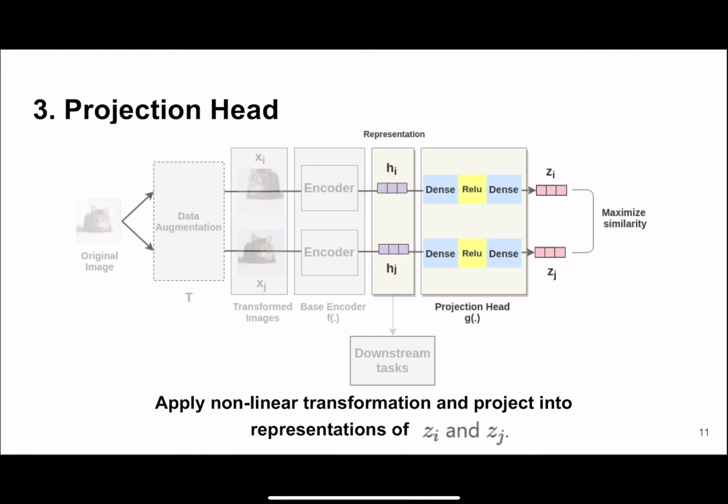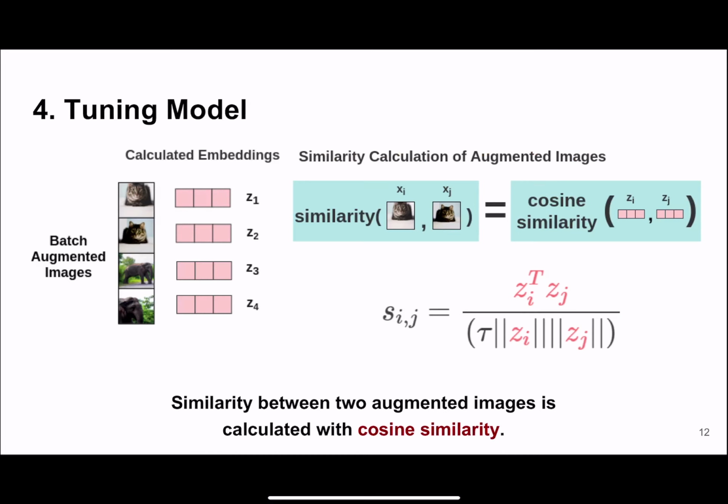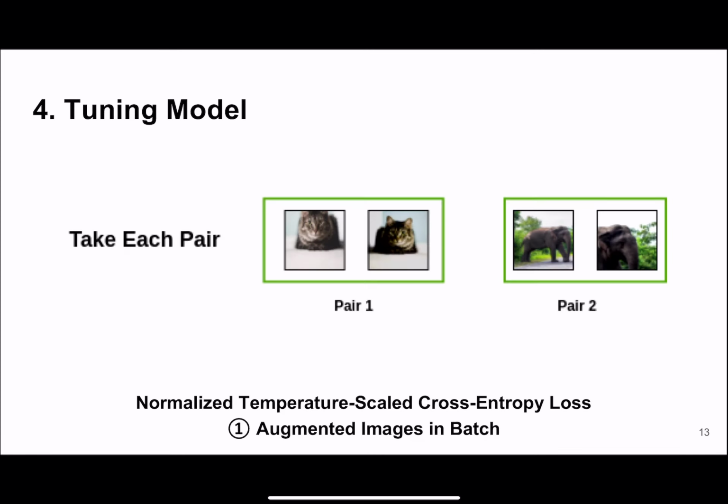The representations of augmented images are then passed through nonlinear dense, ReLU, dense layers and projected into zi and zj. Then the similarity between the augmented images is calculated with cosine similarity.